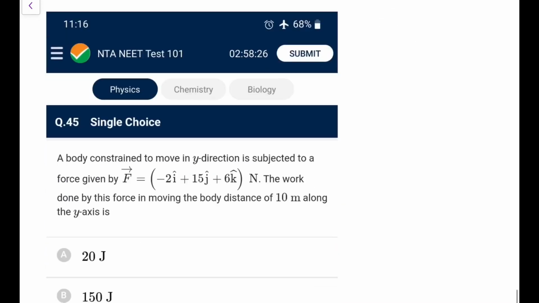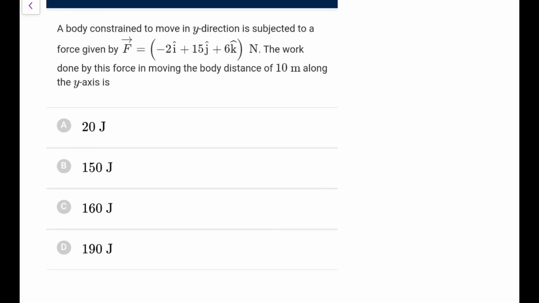Next, last one. A body constrained to go in y is subjected to this force. The work done in moving a distance 10 meter along y, so only y will be effective, x and z components won't be effective. So 15 into 10, 150 joules. So that winds up our paper.